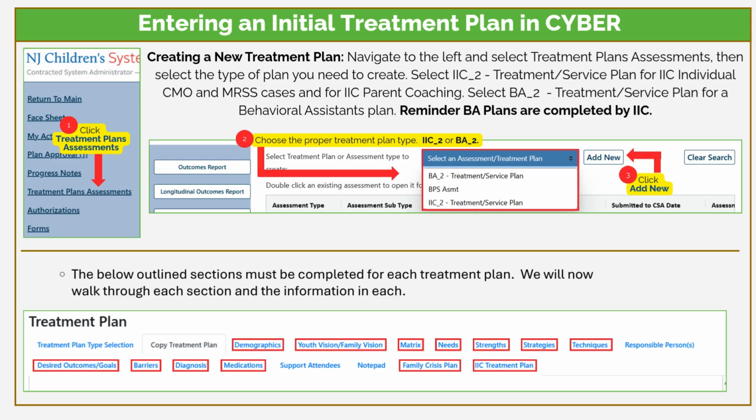It's important to note that BA plans are completed by IIC. A behavioral assistance cannot start with the family without the BA treatment plan being updated in Cyber prior to their start. Therefore, it is important that IICs complete the BA plan as soon as it is determined that a BA is needed. Once you've chosen the proper treatment plan type, click Add New to begin inputting the necessary information. Each section outlined must be completed for a comprehensive treatment plan. We will now walk through each section to ensure clarity and precision in your documentation.